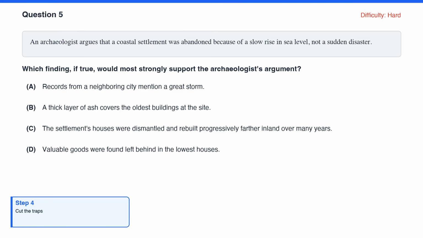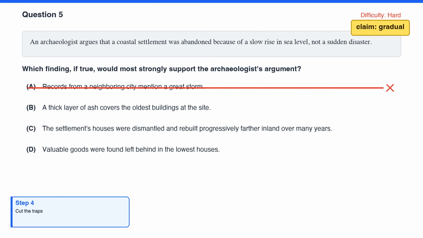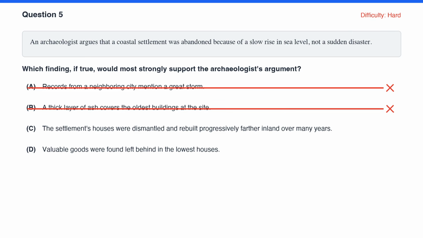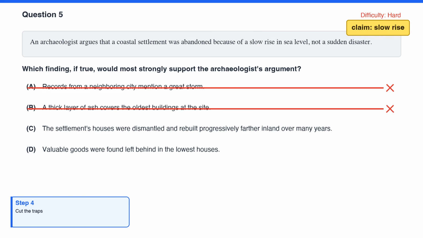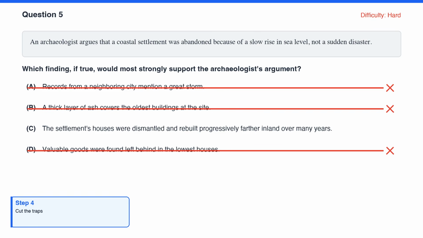Watch how three choices all push the wrong direction. Choice A, a neighboring city's records mention a great storm. A storm is sudden, wrong direction. Cross it. Choice B, a thick ash layer covers the oldest buildings. Ash signals a sudden disaster, the opposite of slow. Cross it. Choice D, valuable goods were left behind in the lowest houses. Abandoned valuables suggest a hasty flight. Again, sudden. Cross it. Choice C, houses were dismantled and rebuilt progressively farther inland over many years. A slow, orderly retreat. That's the slow rise.